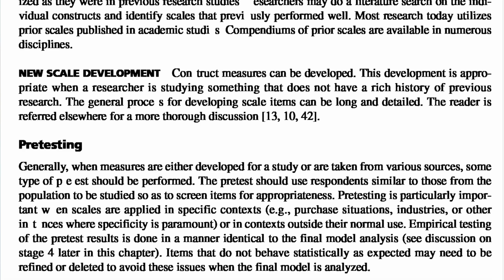Pretesting. Generally, when measures are either developed for a study or are taken from various sources, some type of pretesting should be performed. The pretest should use respondents similar to those from the population to be studied so as to screen items for appropriateness. Pretesting is particularly important when scales are applied in a specific context, for example, purchase situations, industries, or other settings where the specific context is paramount, or in a context outside their normal use.